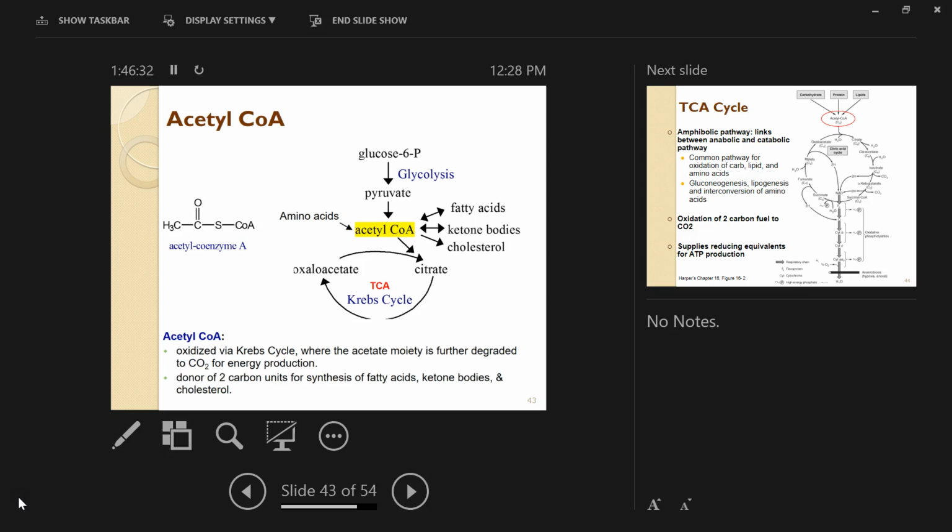Between fatty acids and glucose, for example, we know that glucose or sugar can be converted to fat. So this is a very critical link. Glucose is metabolized to generate acetyl-CoA, and acetyl-CoA can be used for the synthesis of fatty acids. So this is the connection between sugar and fatty acids.